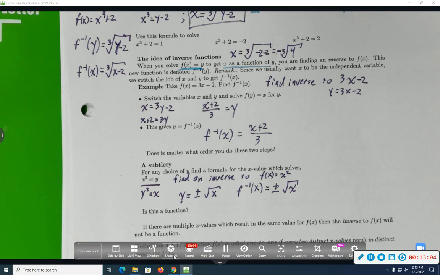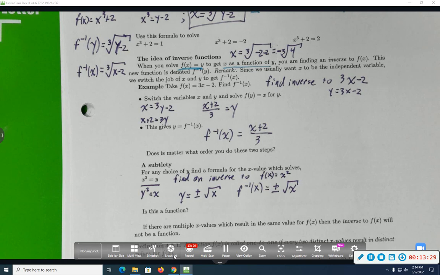So this somehow says that, let's say x equals 4. That's a number whose square root I know. That says that f inverse of 4 should be 2 and also negative 2. Is something wrong with that? What's wrong with that?